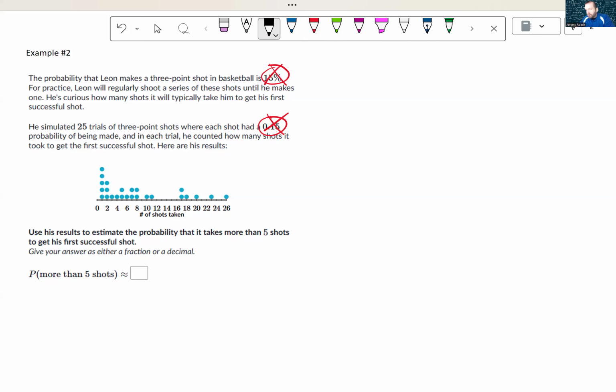It says the probability it takes him more than 5 shots. So here's 5 here. All of the blue dots that are more than 5 would be all this information here. If we count all those, we get 13 blue dots. That's more than 5 shots out of 25 shots. And so our fraction for the probability that it takes him more than 5 shots to get his first basket made is 13 out of 25.